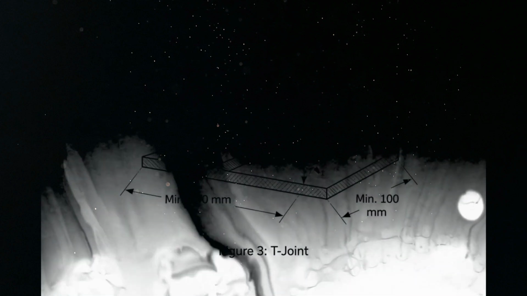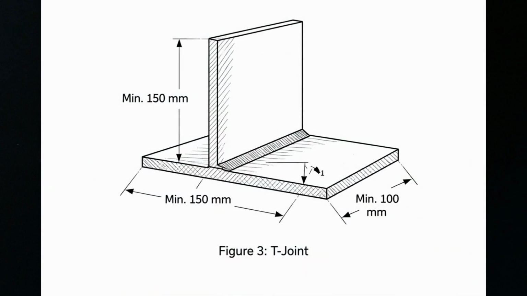The T-joint test piece applies to both fully penetrated butt welds and fillet welds at a T-junction. Minimum dimensions are again 150 mm and 350 mm. The 2 component thicknesses are labeled T1 and T2, and they do not need to be equal. This test piece is particularly relevant when your production work involves T-butt welds or fillet welds as the predominant form of connection.